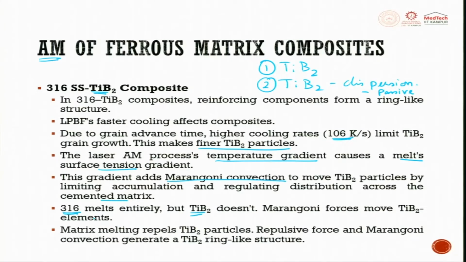So, it pushes it. Assume that there is a river which is flowing and a boat which is there. When the river moves, the boat which is there also moves. So, that is how Marangoni forces move TiB2 elements. Matrix melting repels TiB2 particles; repulsive force and Marangoni convection generate a TiB2 ring-like structure. The same as the TiC ring-like structure, we also have a TiB2 ring-like structure.